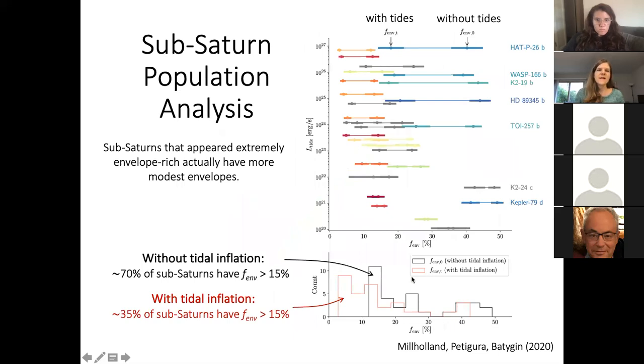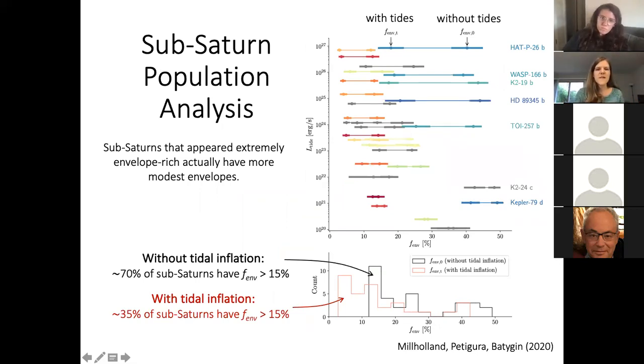So this K2-19 example raised questions about the degree to which other sub-Saturns could have been shaped by tidal inflation. And so I looked at the full population of sub-Saturns with fairly good mass and radius estimates. This plot compares the envelope fraction estimates that we get when we ignore tidal heating in the model to when we include the effects of tidal heating on the planet's atmosphere.